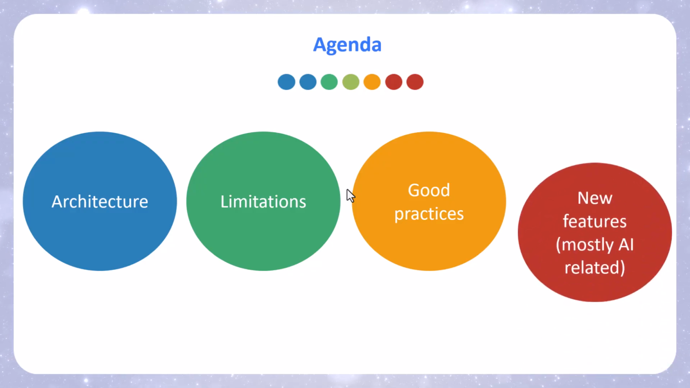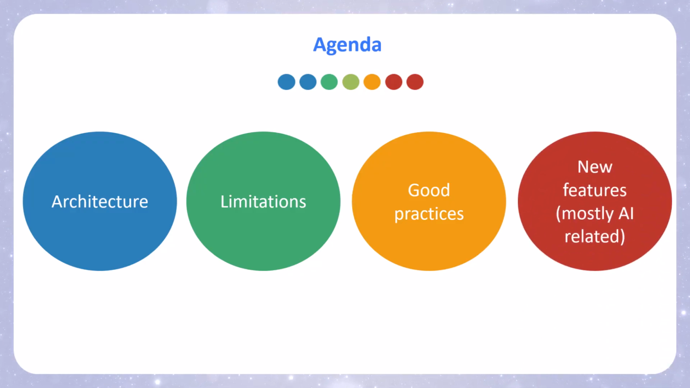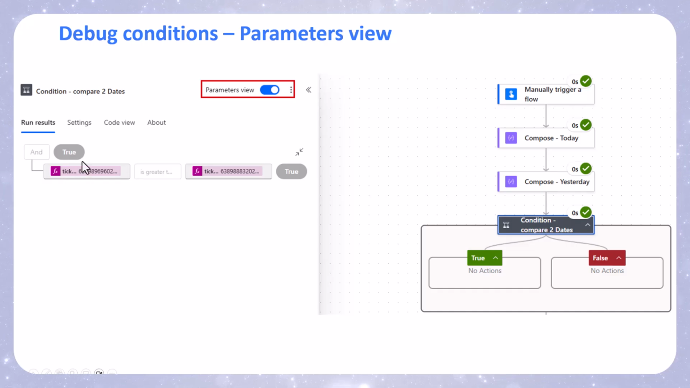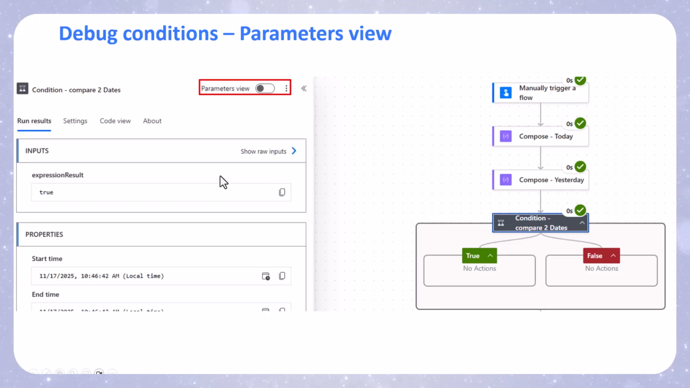So now it's time to move to some new features, mostly AI. The first feature is a new feature that Microsoft provides: now in a condition, you can debug your condition. You can see the value of all components of your condition. So you can debug that. That's very cool. At runtime, you can see what the values are. You just need to check the parameters view. If you uncheck, you won't see the details.